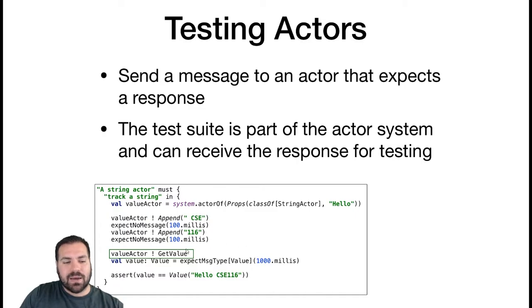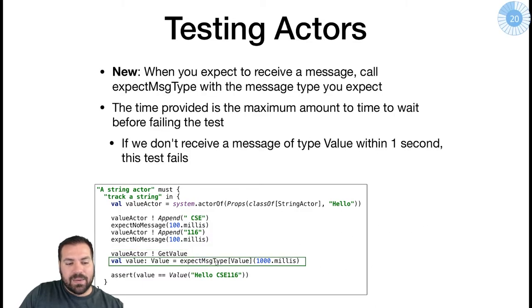So we can send a message to an actor. This get value expects a response. When string actor gets a get value, it's going to respond with a value. And this library, this test kit, allows us to receive messages in the testing. So I'm going to send the value actor this get value message. And I'm going to expect a message in return.